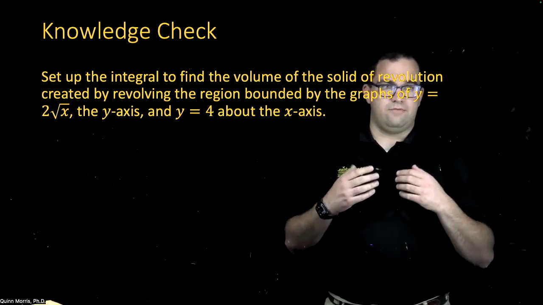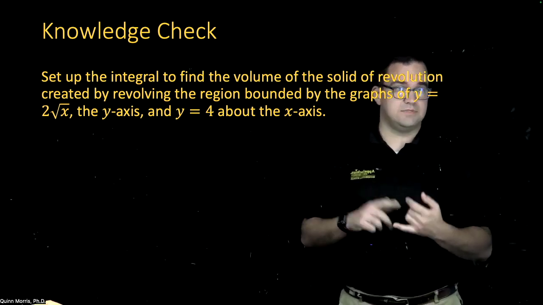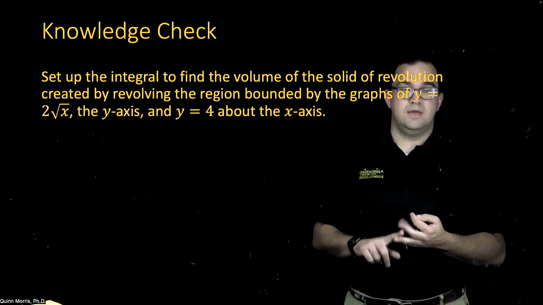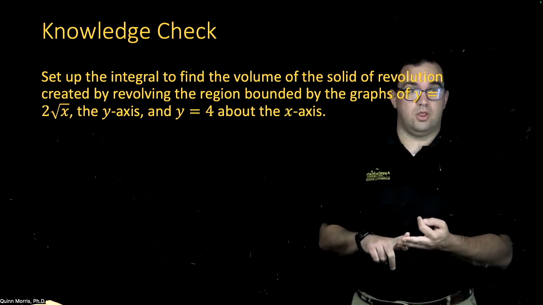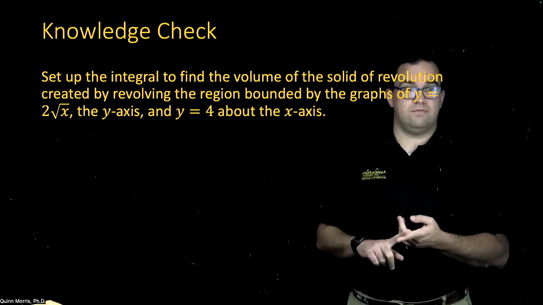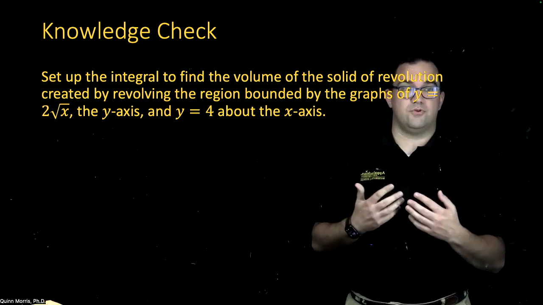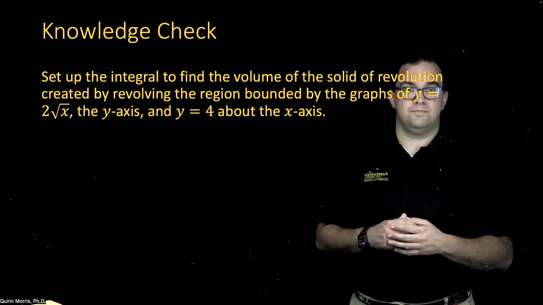So what I first want you to do, again, is work through the steps: sketch the region, try if you can to sketch the solid of revolution, think about what the cross sections will look like, find the volume of one of the cross sections, and then use that to write down your final integral that gives you the volume.